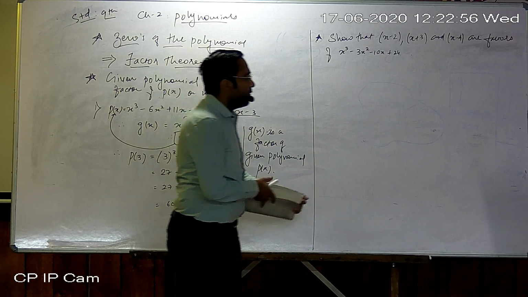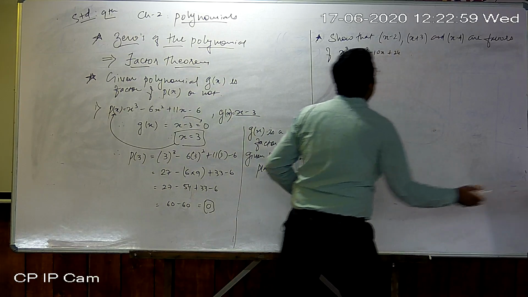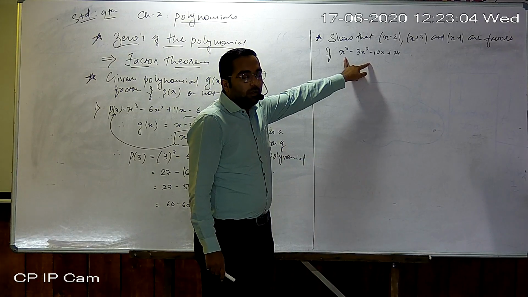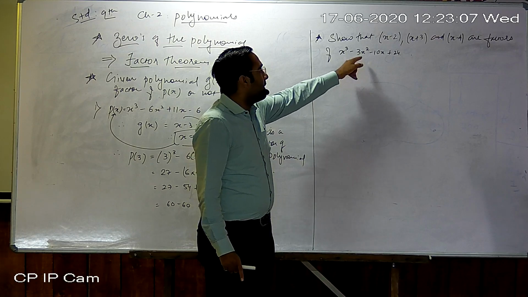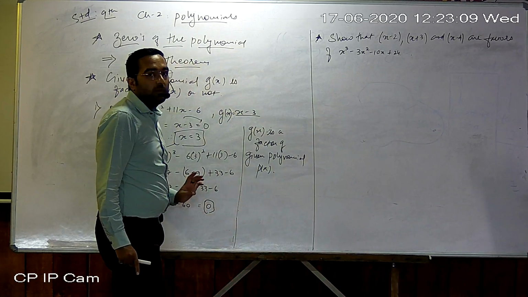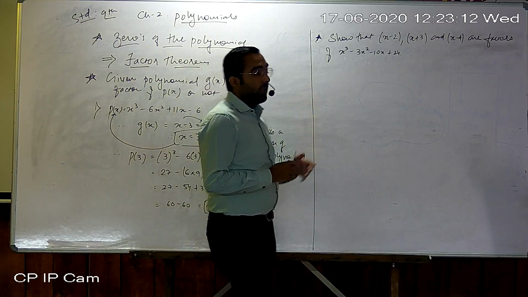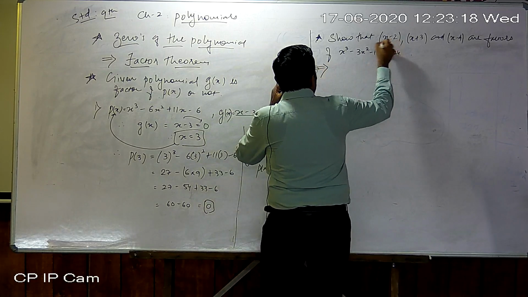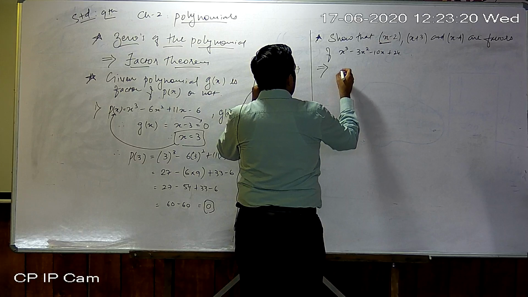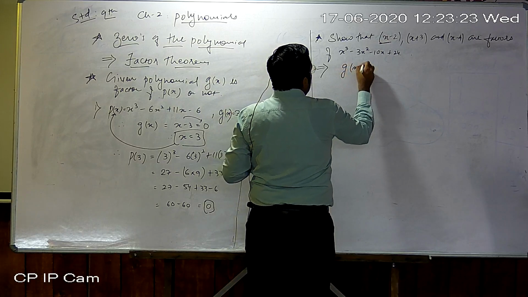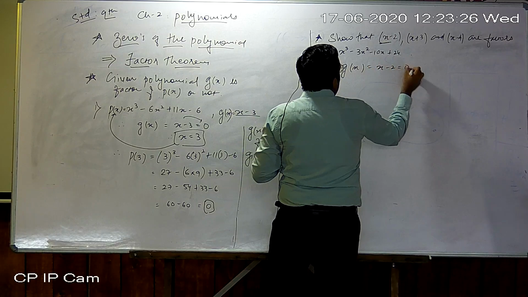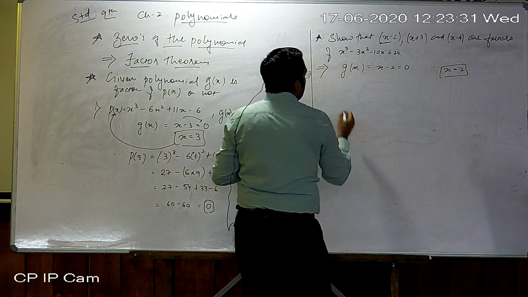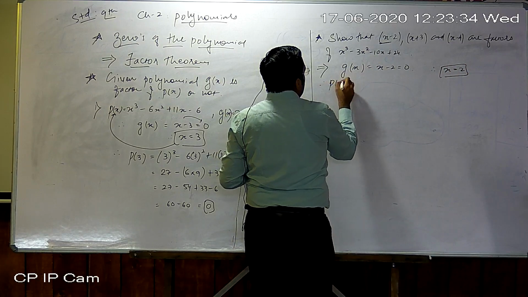Then what can we do? We have to check the value of x in this given polynomial using the remainder theorem. If the remainder comes out as 0, then they are factors of the given polynomial. So let's start. First take x minus 2. Therefore my g of x equal to x minus 2 equal to 0. Therefore the value of x is equal to 2. Now take the value 2 into p of x.